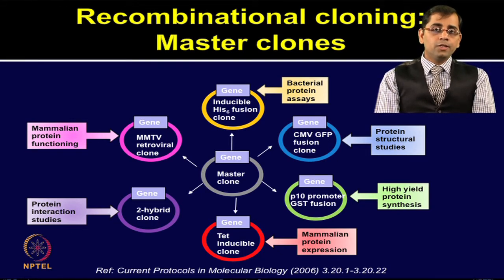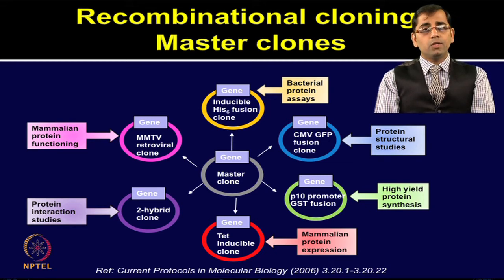If protein synthesis is your requirement, you would like to transfer your gene of interest into this vector. Now, tetracycline inducible clones are a mammalian protein expression system that can turn the protein on and off in mammalian cells.